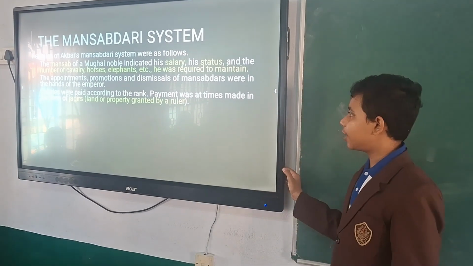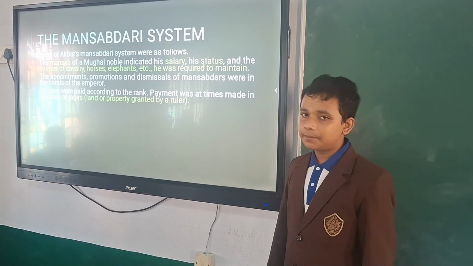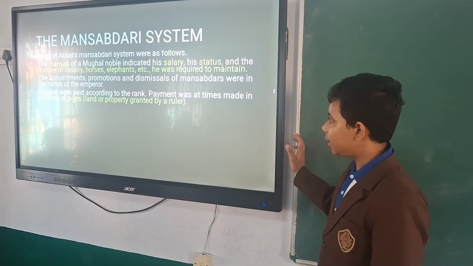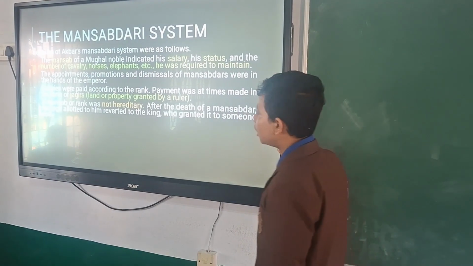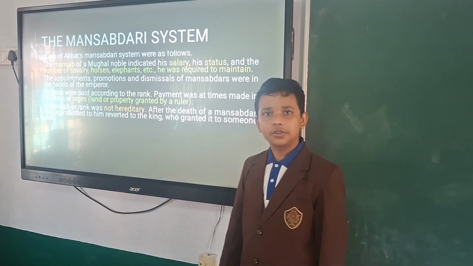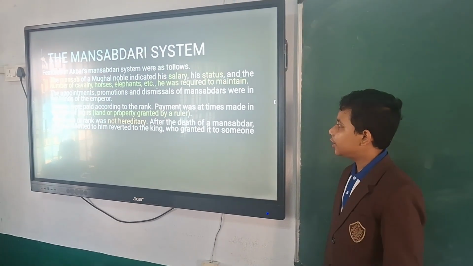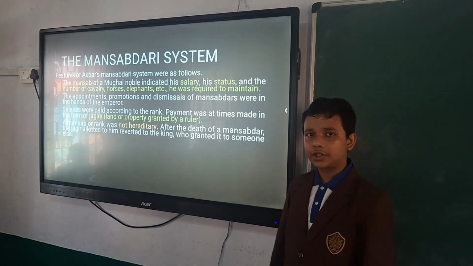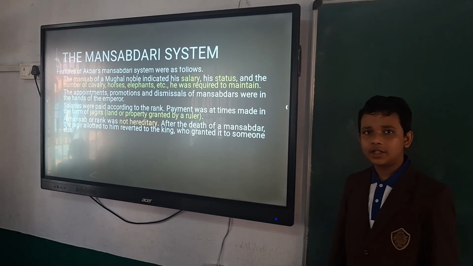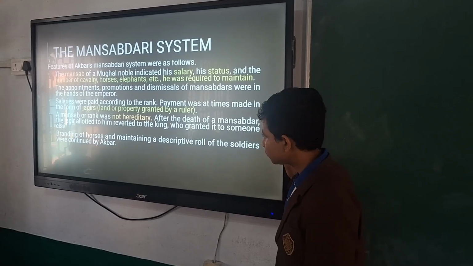Salaries were paid according to the rank. Payment was sometimes paid in the form of jagirs, which is land or property granted by a ruler. The Mansab or rank was not hereditary. After the death of a Mansabdar, the jagir allotted to him reverted back to the king, which was granted to someone else.